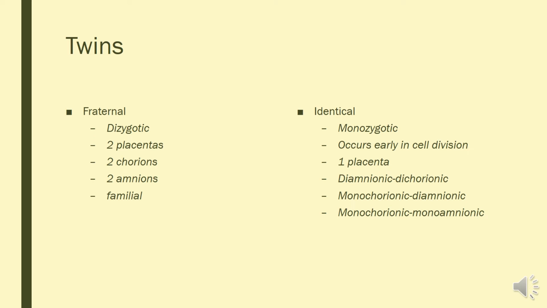You can see that each uses the term zygote, so in fraternal twins or dizygotic, the di indicates there are two zygotes, indicating there were two ovums that were fertilized separately, while in identical, the mono indicates that only one zygote was formed. In dizygotic twins, there are two placentas, two chorions, and two amnions, as each zygote develops separately into an embryo and eventually a fetus.